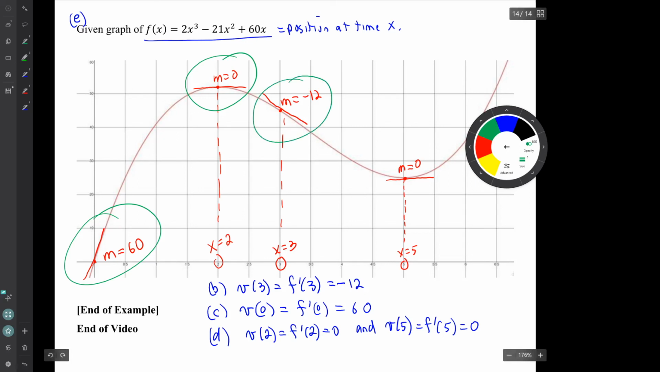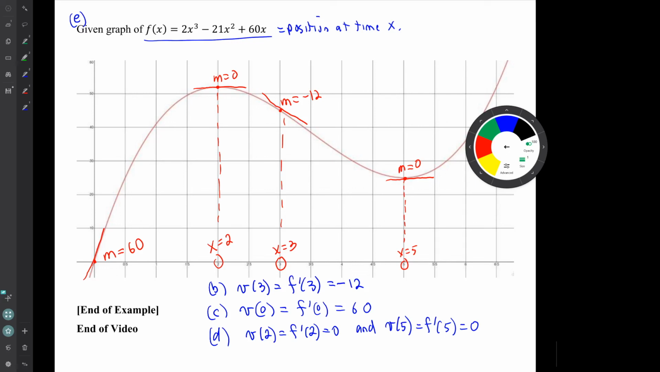This result means that the object is moving with a velocity of minus 12 meters per second. In other words, the object is moving backwards. Its position is decreasing. This means that the object is standing still again at time x equals 5. That's the end of this example, and that's the end of the video.